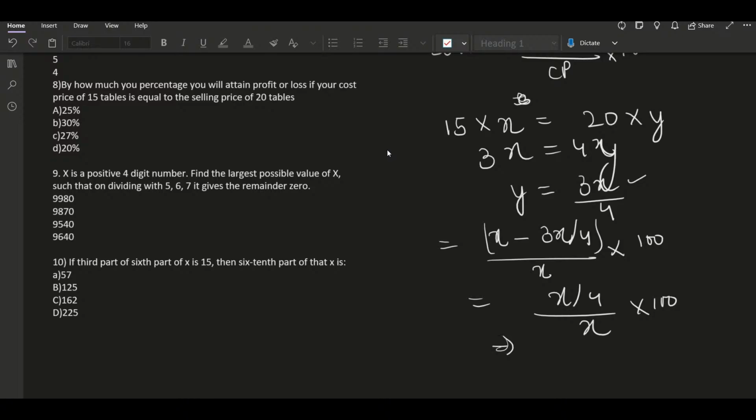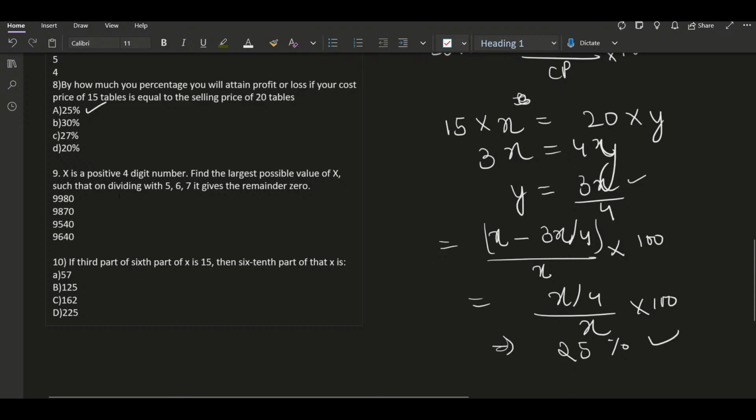And if we work it out, it is equal to 25%. So we are incurring a loss of 25% from selling 20 tables at the same price of 15 tables. So this is the logic that we are following here.